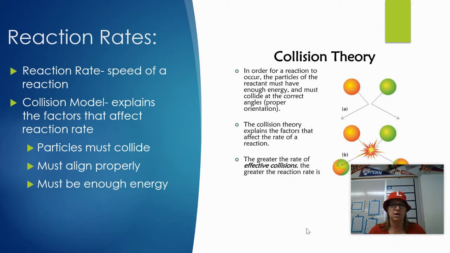So there's three things that need to be true in order for reactions to occur. The particles must collide. They must actually hit to come into contact with each other. They must hit at the correct angle in order for a reaction to happen, and there must be enough energy for a reaction to occur, okay? So because of those three things, there's lots of different factors that affect those things, okay?